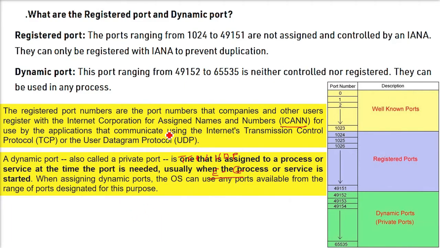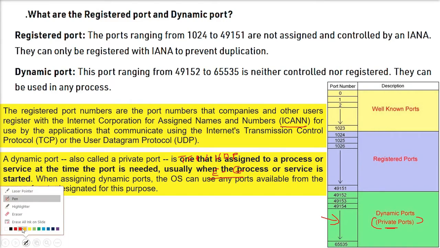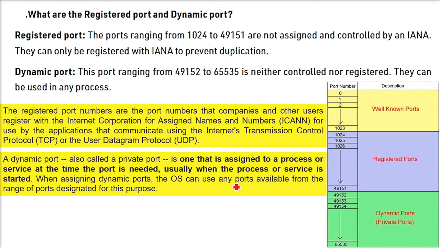Now coming to the dynamic port, this is also called a private port, and this is one that is assigned to a process or a service at the time the port is needed. Usually whenever your system goes up, that is, the operating system starts a process or service, it needs a port, and that port number is given here.